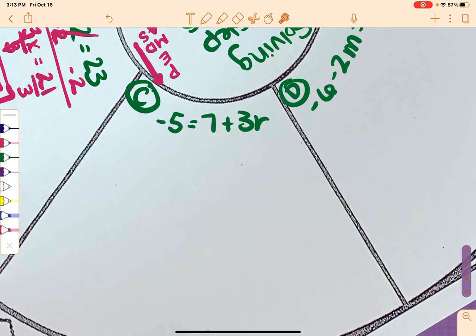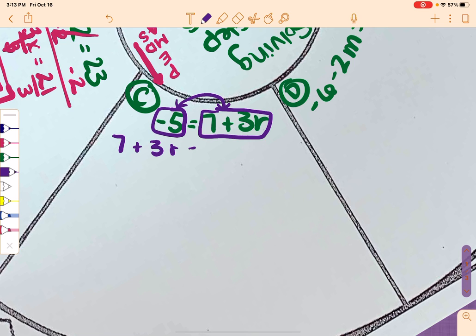So on this one, I have -5 equals 7 plus 3r. A lot of kids don't like this because they like the variable to be on this side. So I want you to know that I can actually take these and switch them. So I can do 7 plus 3r equals -5. Now, the only thing I'm going to say about the switching, which is perfectly fine if that's what you want to do, is that if this is 7 plus 3r, it's got to be 7 plus 3r on this side. You can't just mess around with the order.